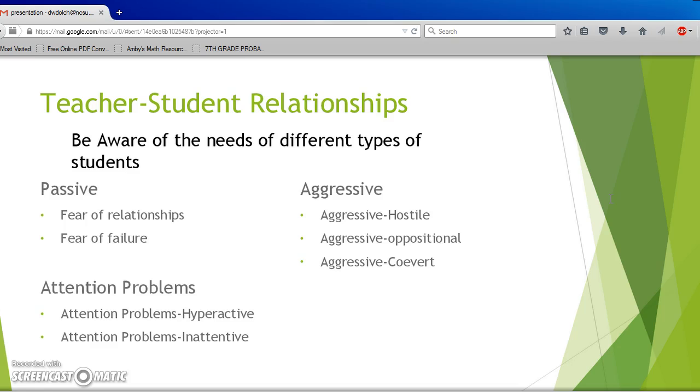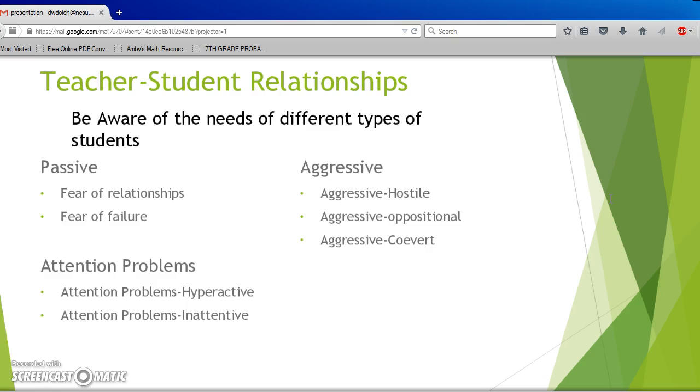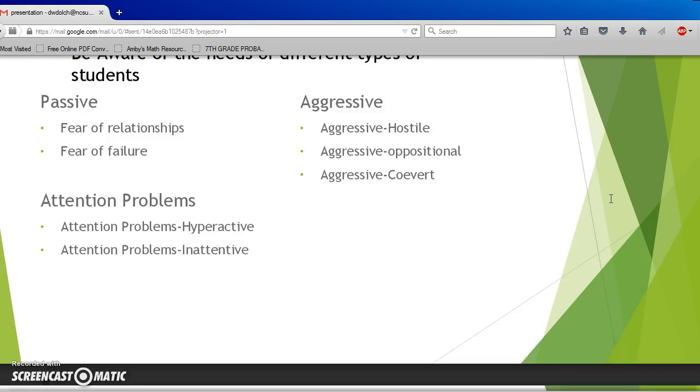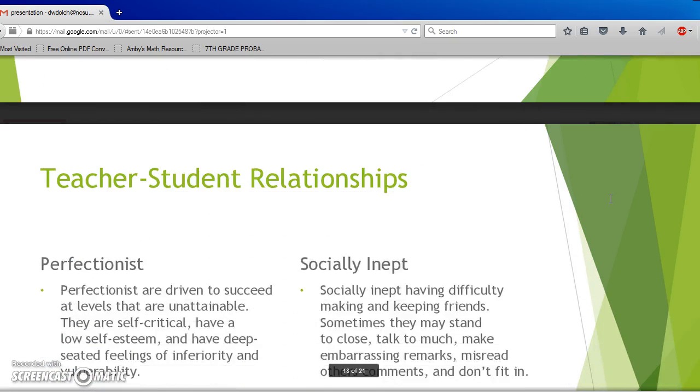Being aware of the needs of different types of students is the second action step in teacher-student relationships. Students that you should be aware of are labeled as passive, aggressive, and attention problem students. Passive students have either a fear of relationship or a fear of failure. Aggressive students could be hostile, oppositional, or covert. Attention problem students are either hyperactive or inattentive, and recognizing these is very important.